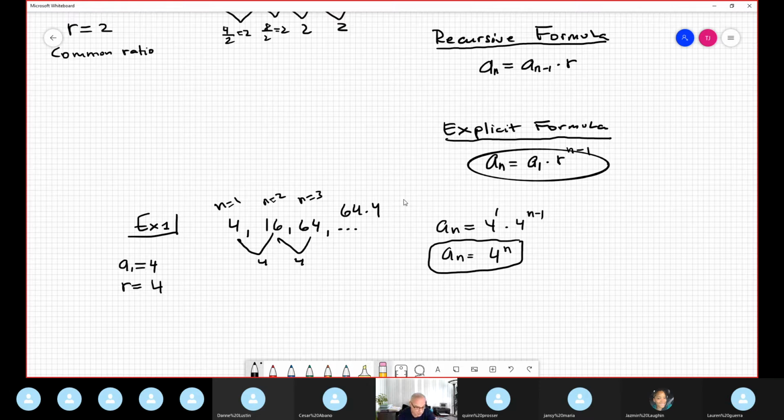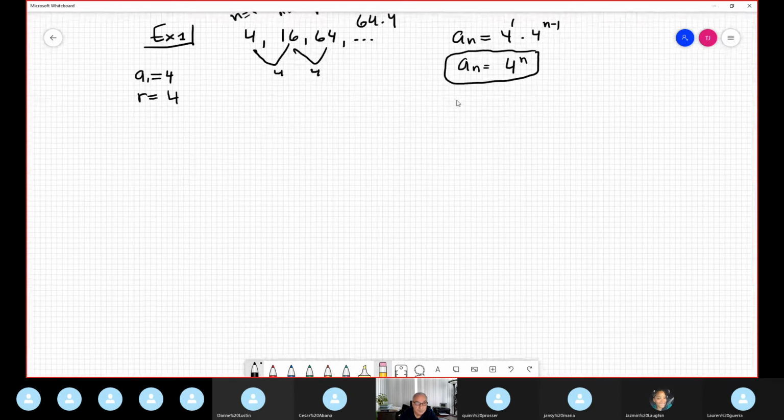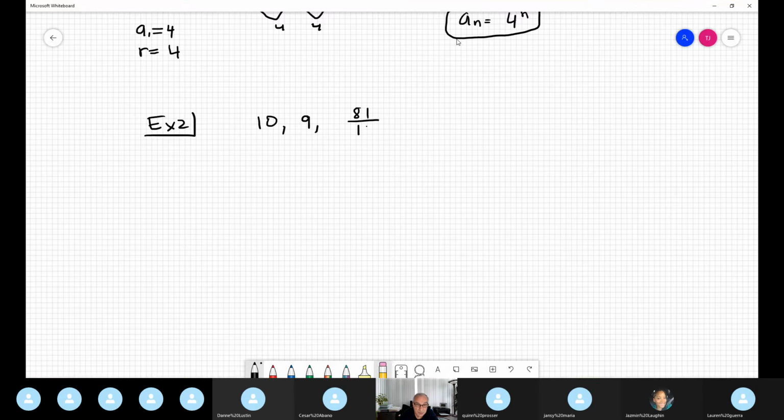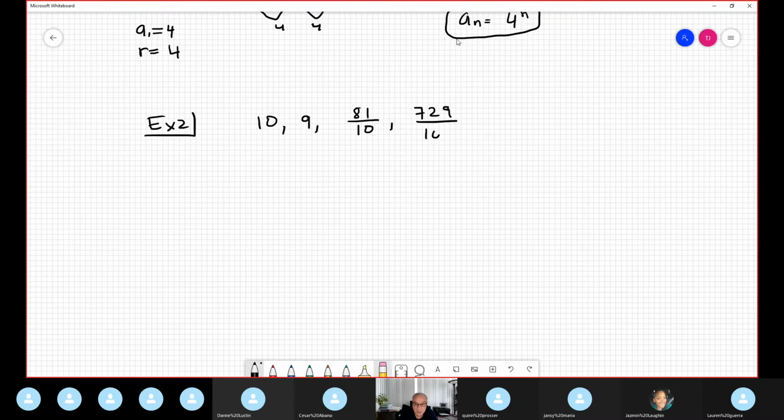Okay, suppose one more complicated problem. Example 2, geometric sequence. We are talking about geometric sequence. We suppose we have 10, 9, 81 over 10, and 7, 29 over 100. And they want to find two things in this case.